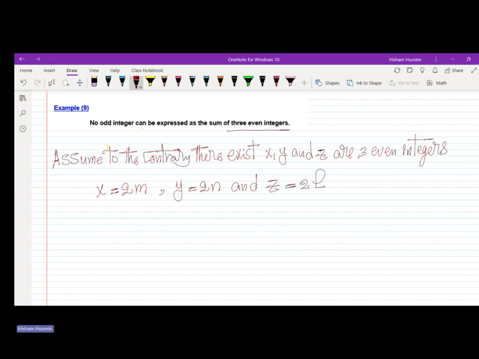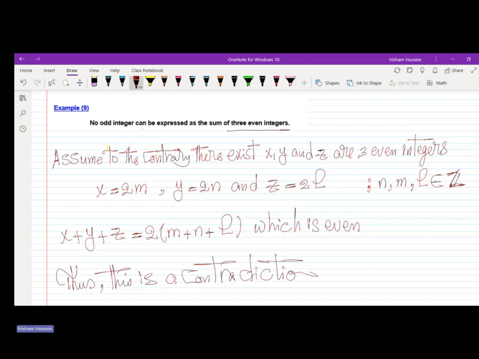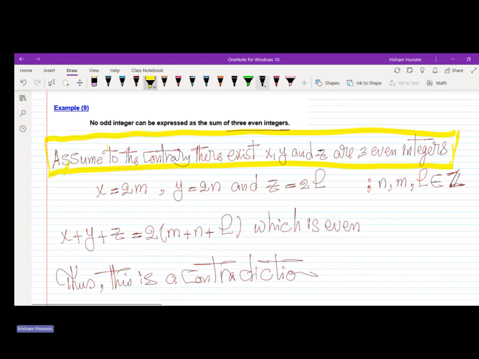So the sum x plus y plus z will be 2 times something, where you have to write down that n, m, and l belong to the set of integers. So x plus y plus z is 2 times (m plus n plus l), which is even. Thus, this is a contradiction. This means that in this statement, the contrary is wrong, and this one is the right one. This proves this one. Good.